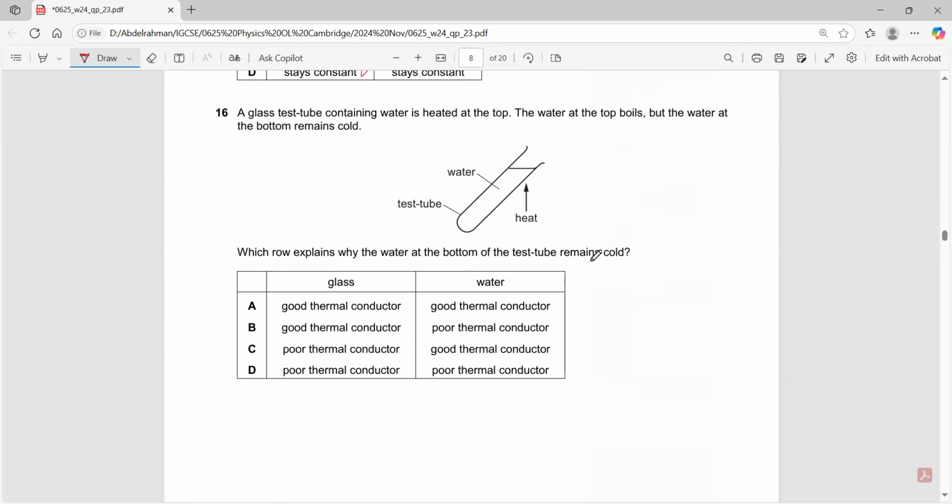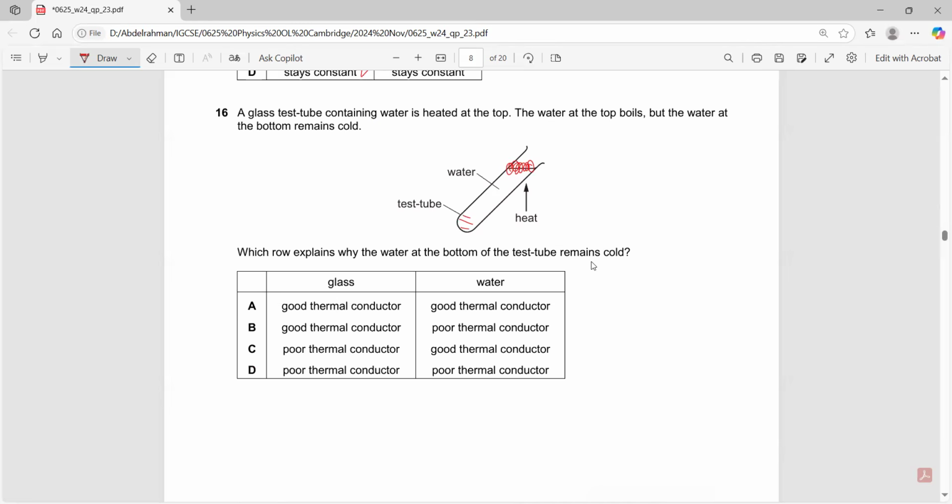A glass tube containing water is heated at the top. The water at the top boils, so you have boiling happening at the top of the water while the bottom remains cold. This is still cold water, which explains why the water at the bottom remains cold.